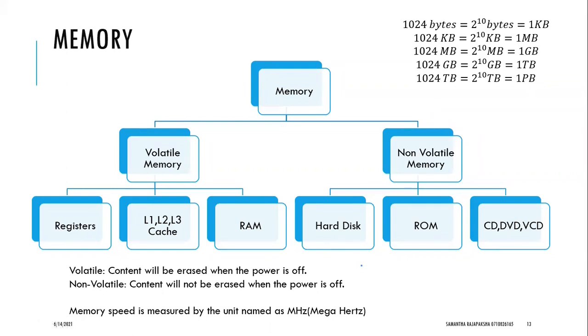You must have some idea about these units. Every time it is multiplied by 1024, not 1000, because computers are binary systems, which work with powers of 2. 2 to the power 10 is equal to 1024. So just remember that information.